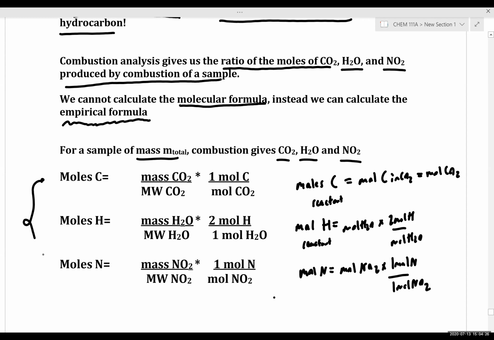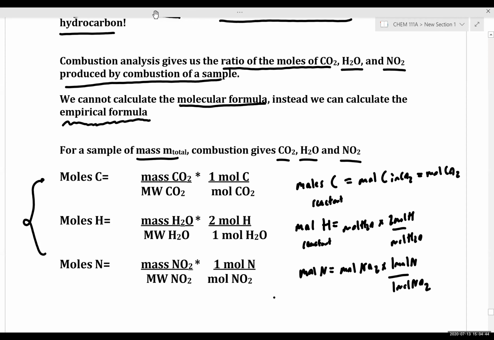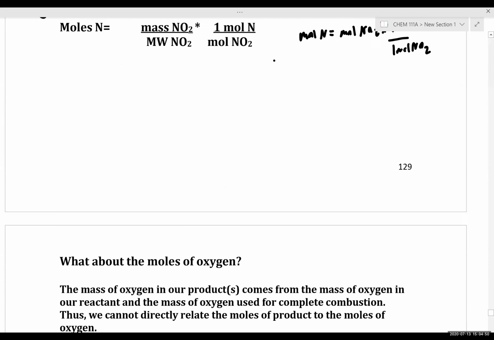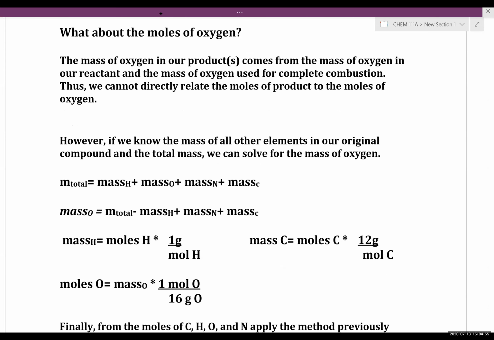Okay, so from this information, from the mass of carbon dioxide, water, and nitrogen dioxide produced from combustion, we can calculate the moles of carbon, hydrogen, and nitrogen. And if we know the moles, we can certainly calculate the mole ratio. Okay, so let's keep going now because there's a bit of an elephant in the room here that we need to discuss. And that is, what about the moles of oxygen, right?